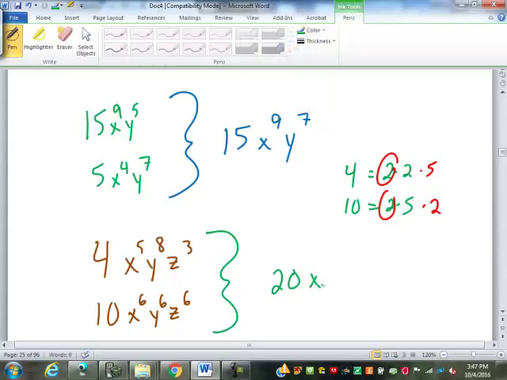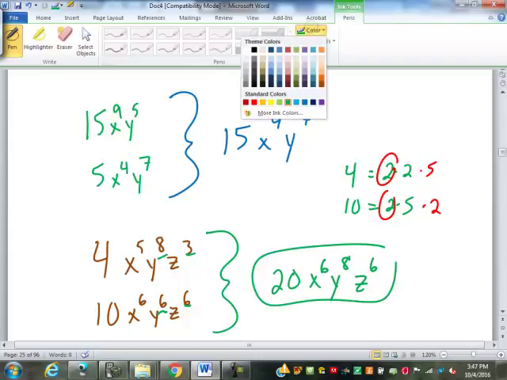X to the 6th is the larger of the two powers. Y to the 8th, good. We had 6 and 8. 8 is bigger. Z to the 6th, good. We have 6 and 3. 6 is bigger, so z to the 6th. That's all there is to it.